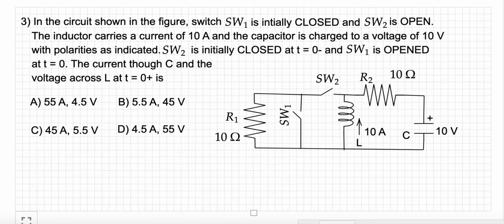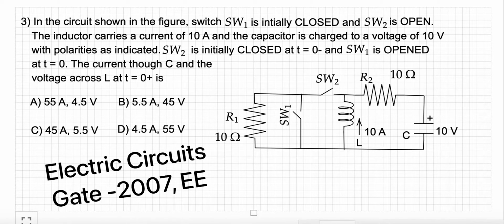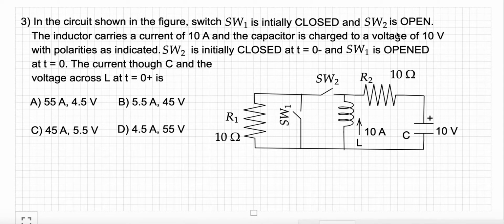Look at the third question of the 2007 EE GATE paper. Electrical circuits. Let's reread the question quickly. In the circuit shown in the figure, switch SW1 is initially closed and switch SW2 is open. The inductor carries a current of 10 ampere and the capacitor is charged to a voltage of 10 volts with the polarities indicated. Current in this direction, voltage plus here, minus here.